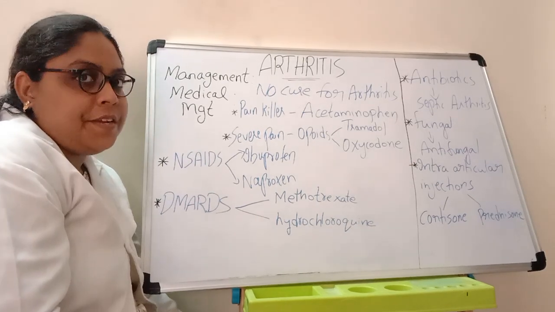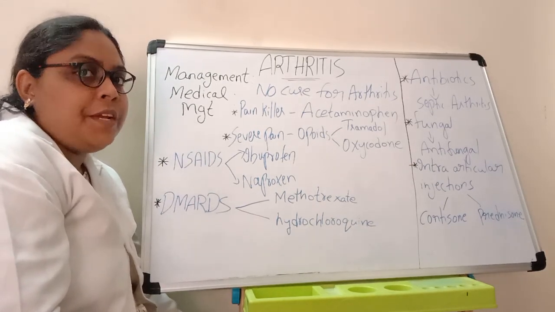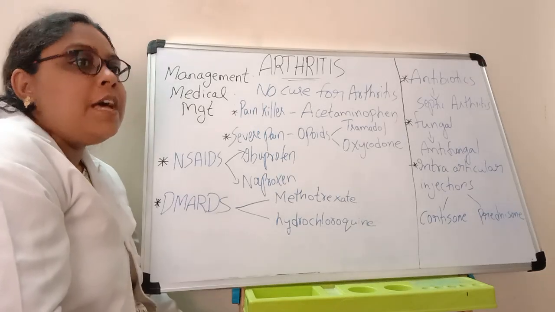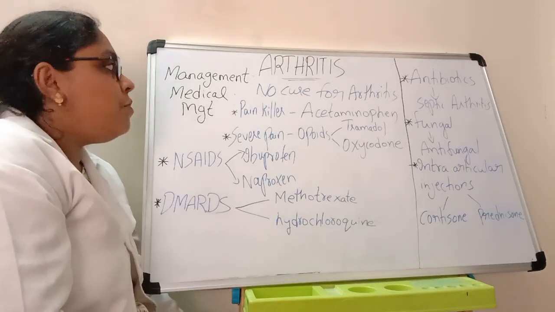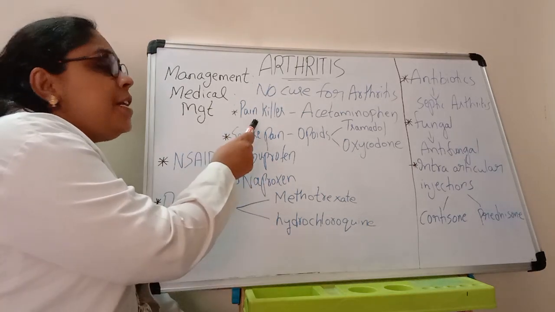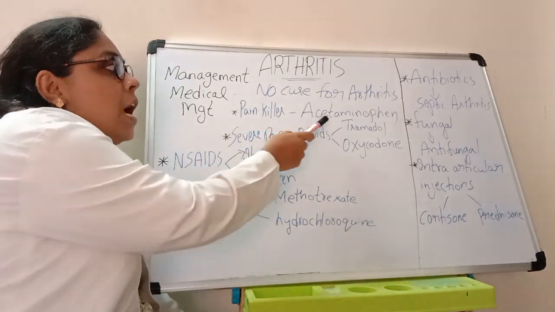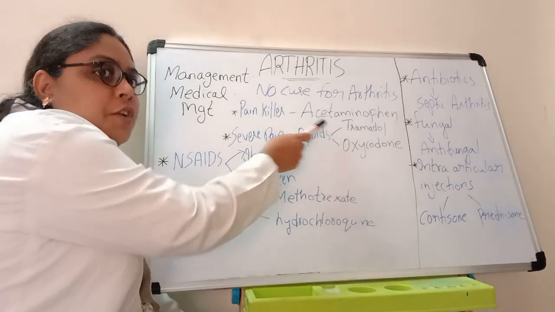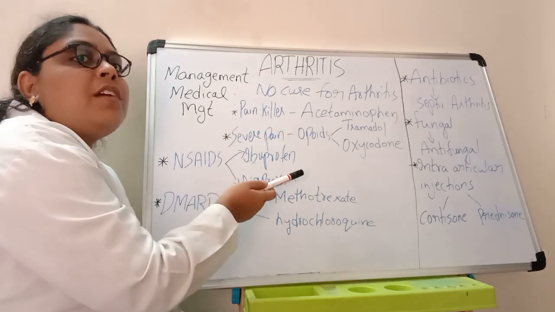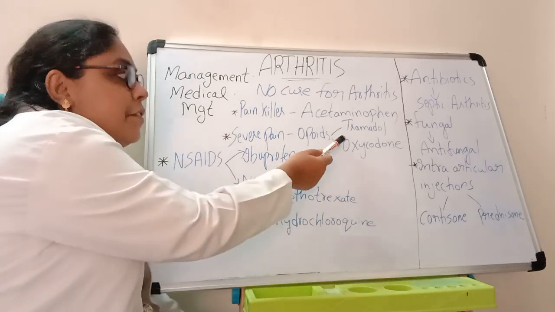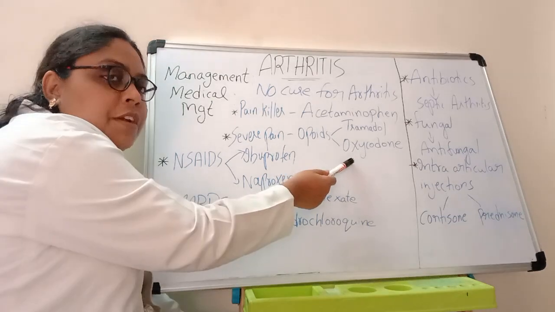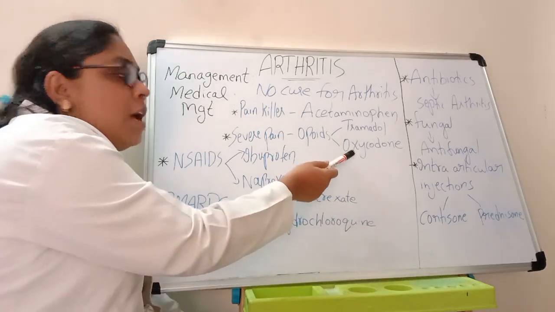Management of arthritis. There is no cure for arthritis, but we only give medical management, that is, relieving the symptoms. So what is the first symptom? Pain. So we administer painkillers like acetaminophen to relieve the pain. And if there is any severe pain, we also administer opioids like tramadol and oxycodone. These two opioids are also given to relieve the severe pain in the patients.